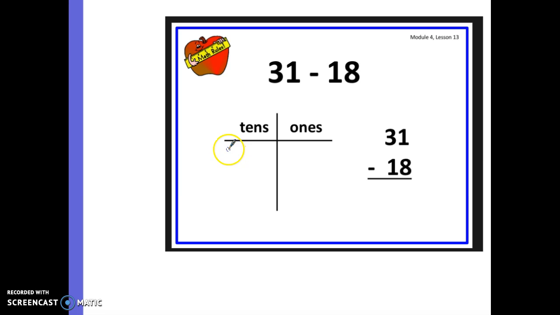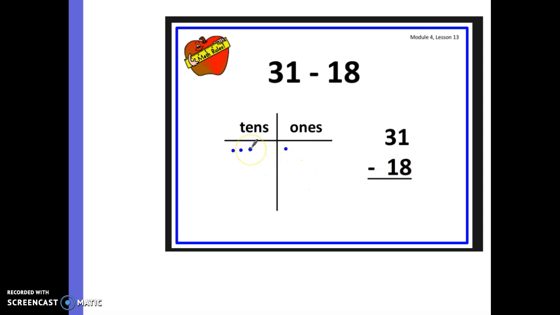Okay, so remember we need to always do it in groups of 5. So there's 10, 20, 30, 31. And I have to ask myself that question. Can I take away 18? Well, I have 1 in the tens place and I have enough 10s. But do I have enough 8s? I don't. So I'm going to unbundle it.